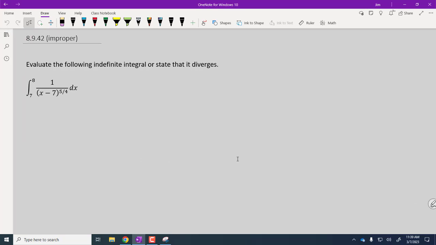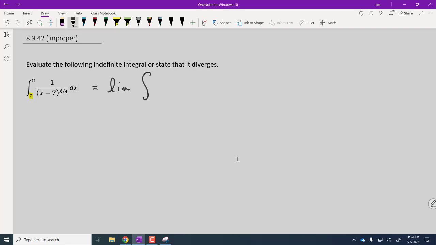So here, again, it's not obvious because you don't see an infinity in one of the limits of integration. So it's not necessarily obvious that it's improper. But when you look at the limits of integration, one of them is 7. That causes division by 0, which means vertical asymptote at x equals 7. So that's our bad endpoint.